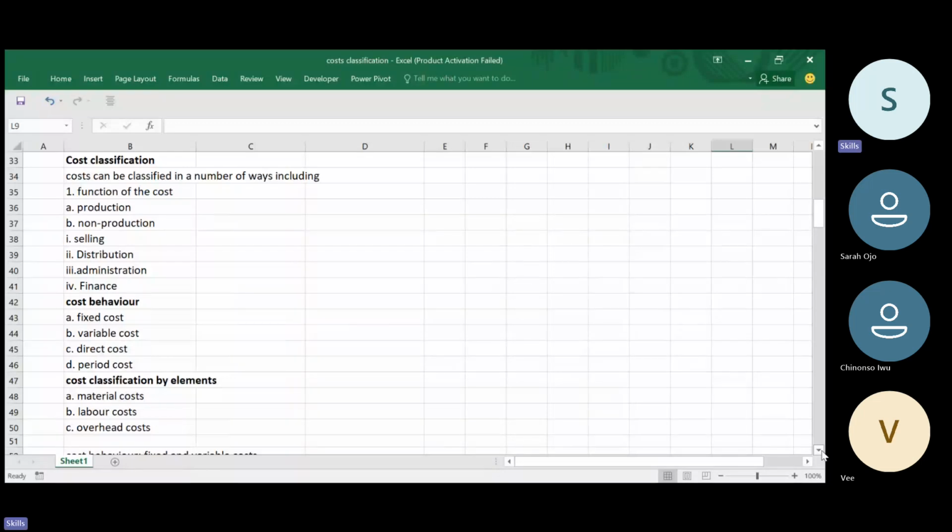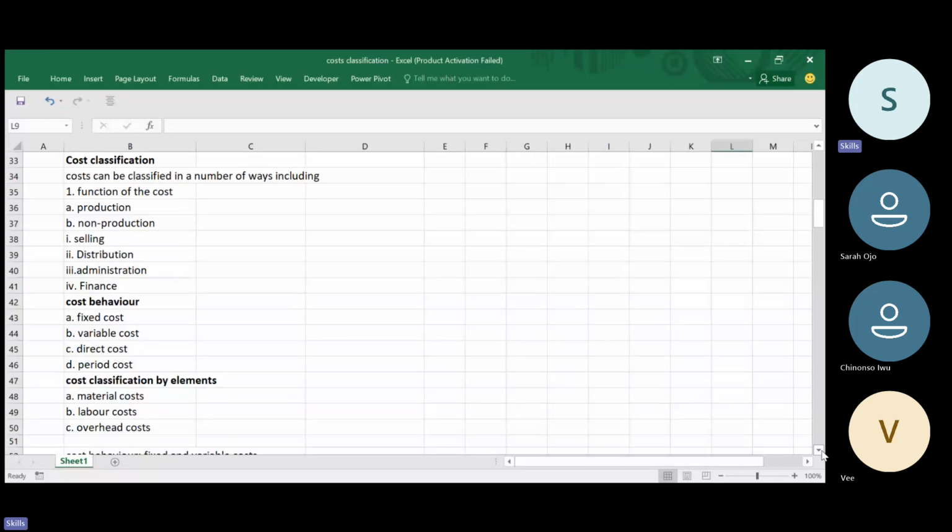Then we have variable cost. Variable cost is the cost that changes with the levels of activities. When activities increase, variable cost increases. When activities reduce, variable cost reduces. So we call it variable cost because of its behavior, because it varies with the level of activities.